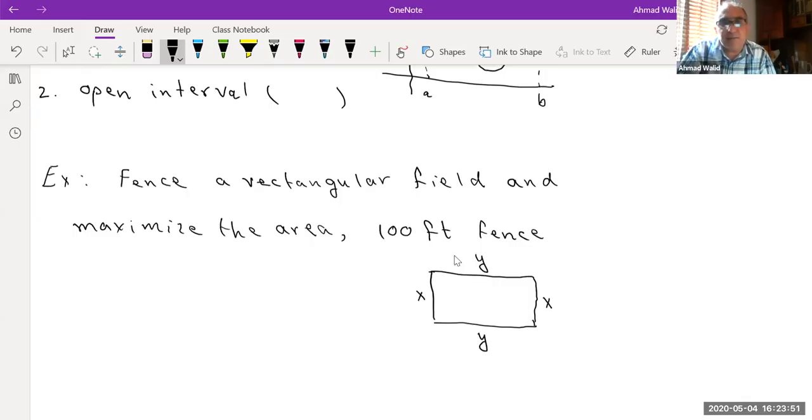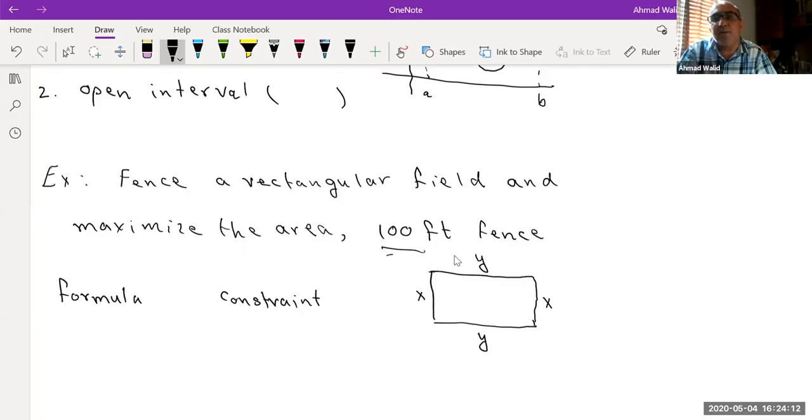Now, you need a few things. You need a formula, and also we call it a constraint. What is your constraint? What can you do? Your constraint is actually here, 100 feet. That's your constraint, correct?